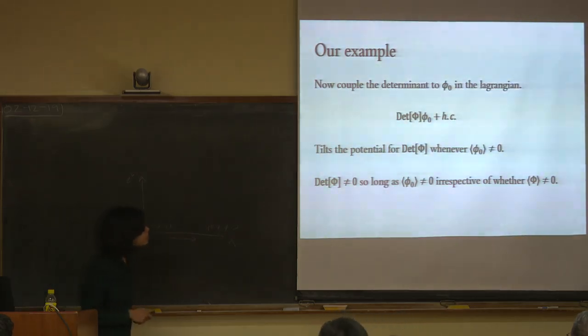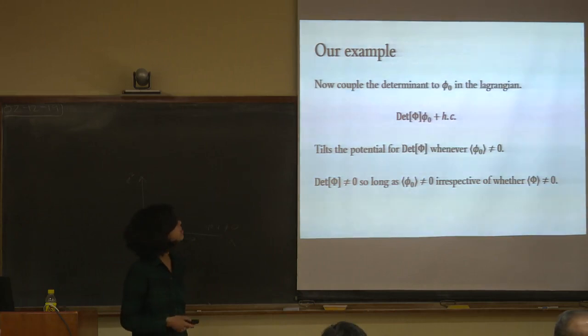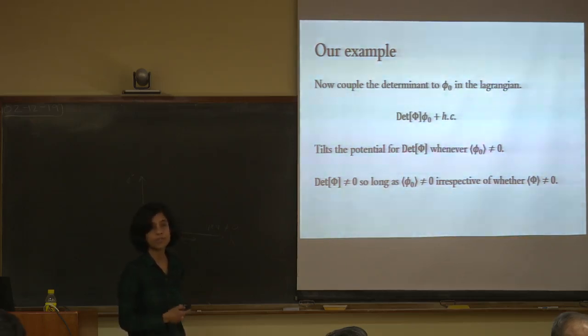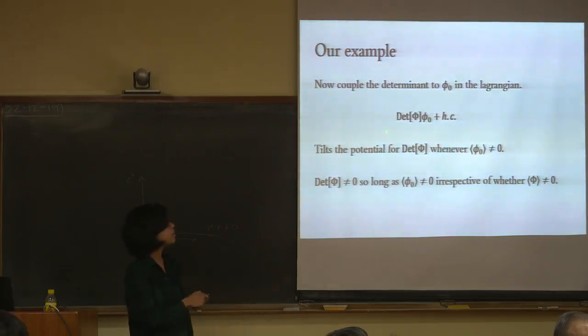And then I do the following. To the potential that I had, I'm going to add a coupling between this complex scalar field and the determinant of the phi field. And the charge of this phi naught is such that it transforms the opposite way to how determinant of phi transforms under the U(1) symmetry. So what this is going to do is tilt the potential for the determinant whenever phi naught has a VEV. So irrespective of whether phi has a VEV or not, determinant of phi is going to have a VEV whenever phi naught has a VEV.